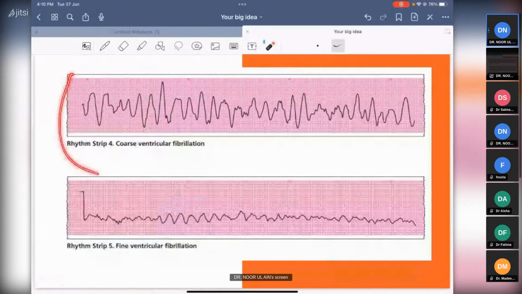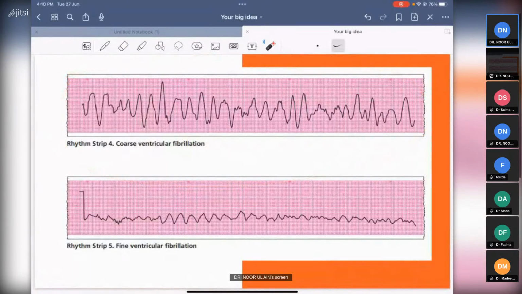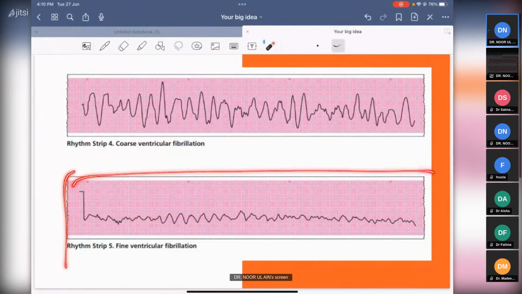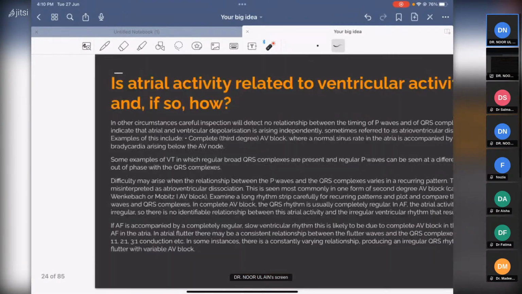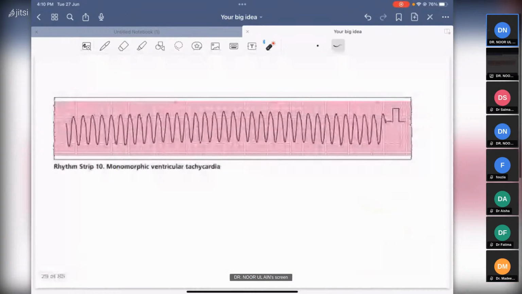Look at this, this is a VF, right? Look at it carefully. This is a VF, also a VF. Okay, now I'm showing you ventricular tachycardia. You see it? Still the same question: how to differentiate between VT and VF? Yes, did you get it?